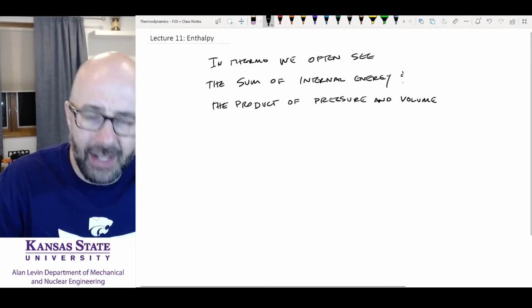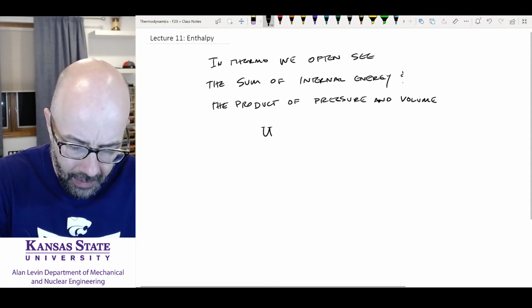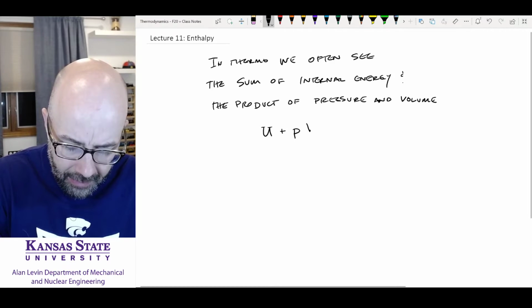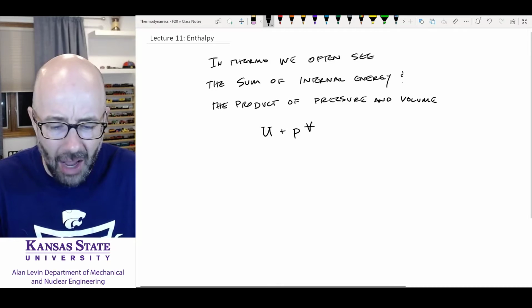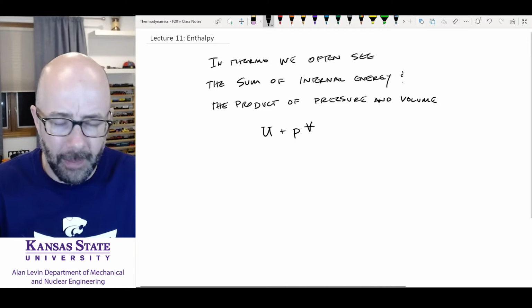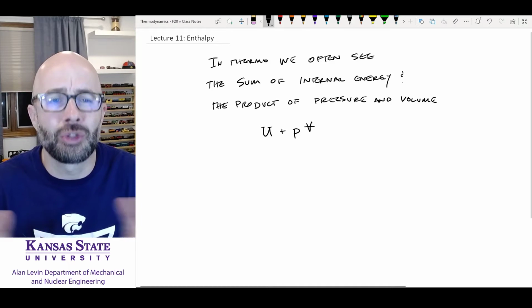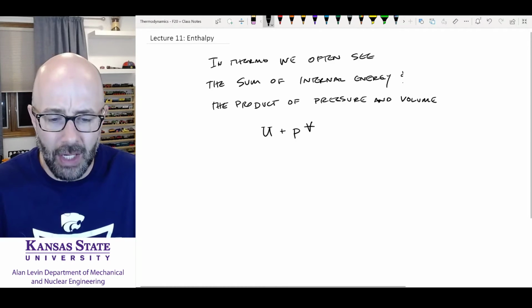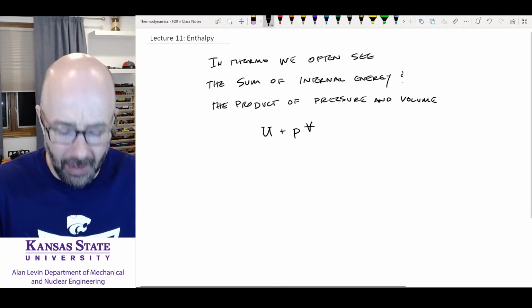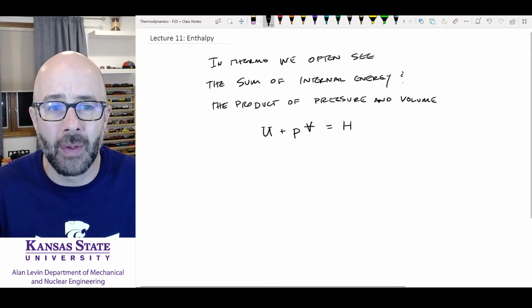Okay, so what I'm trying to say is here we have U plus PV. This shows up a lot. These ideas show up together like this: U plus PV in many equations. And so these come up a lot, so we just have defined this as H, as enthalpy. Okay, that's what we've done.